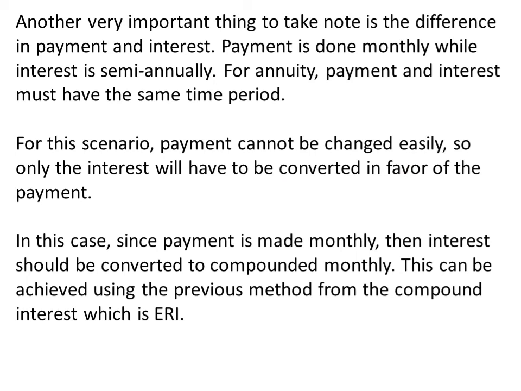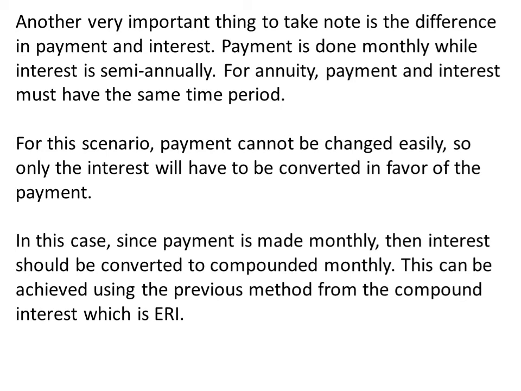So, for the annuity scenario where the payment and the interest must be the same, okay? The only way is that only the interest will have to be converted in favor of the payment. So this is the only way to more easily follow the rule of annuity that payment and interest must have the same time period. So you can convert your interest rate. In this case, since payment is made monthly, then the interest should be converted to compounded monthly.